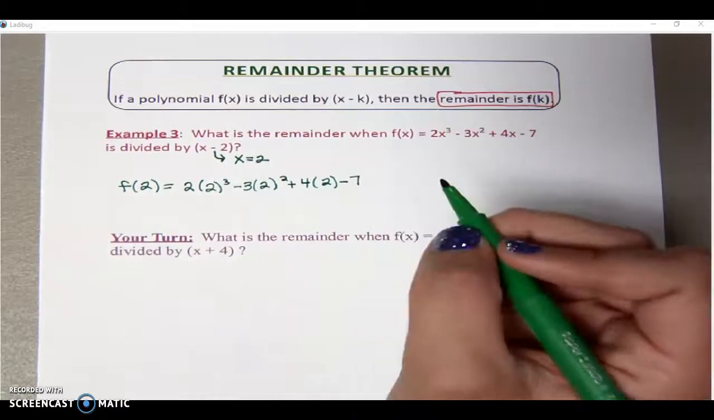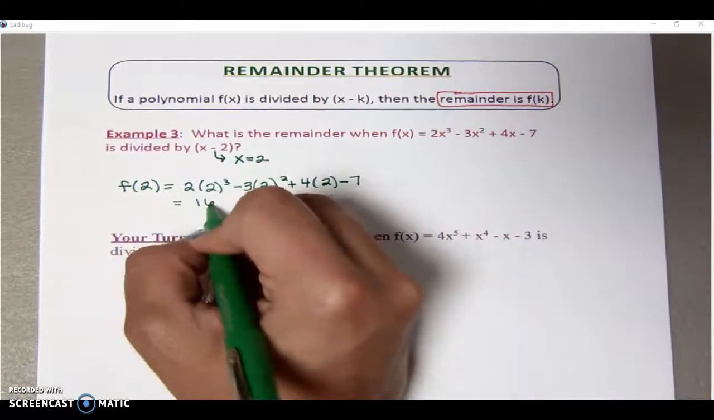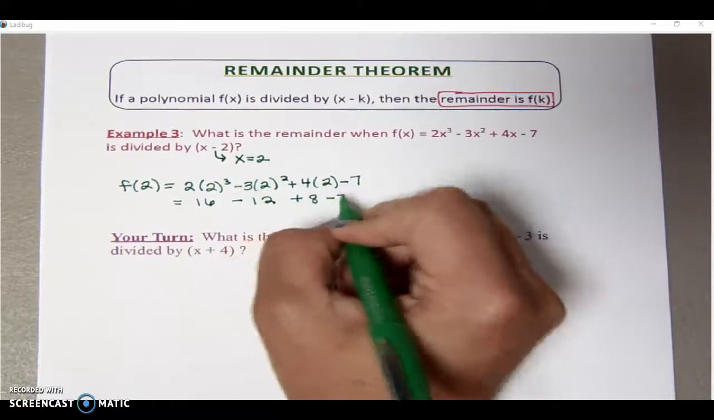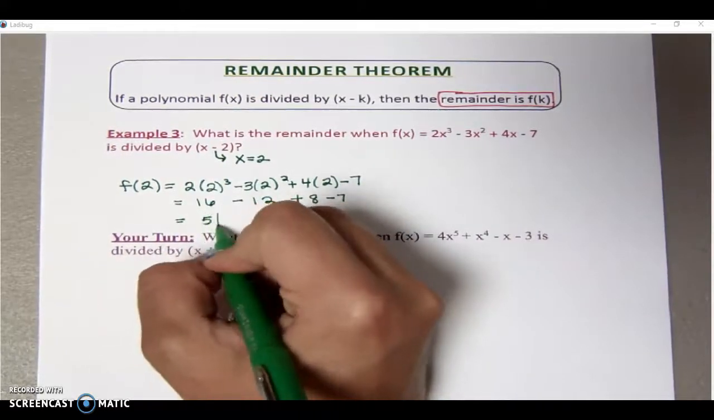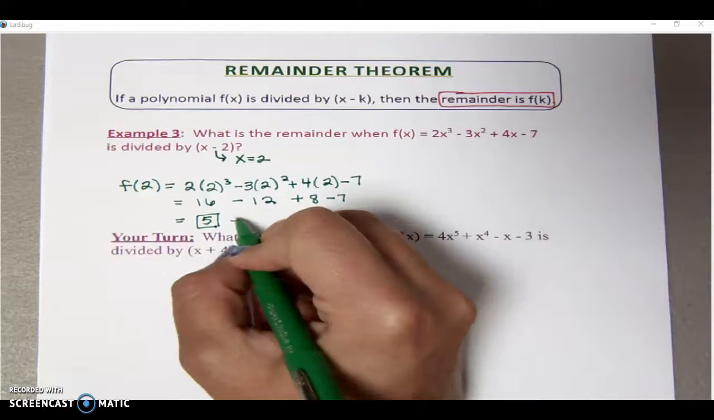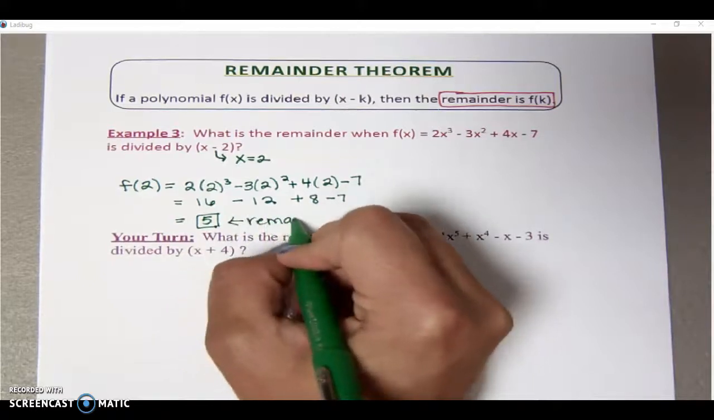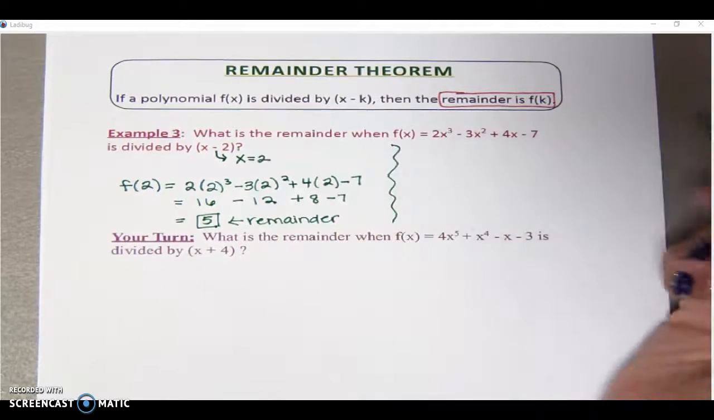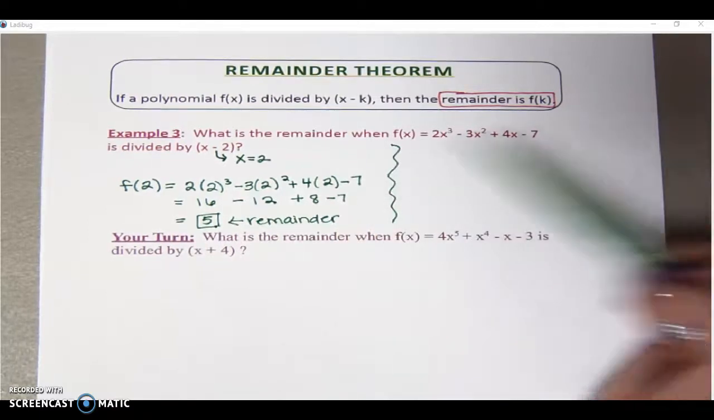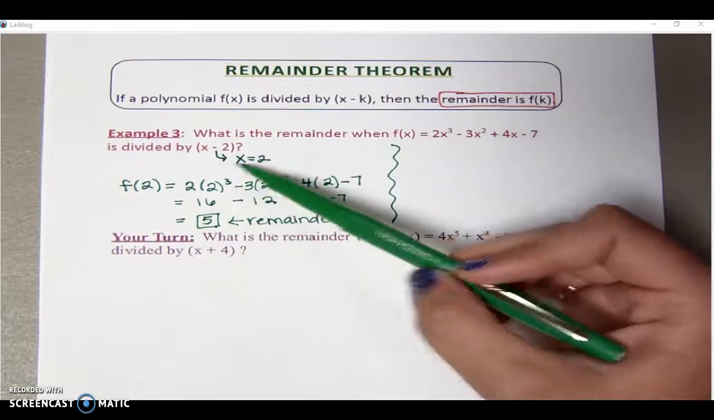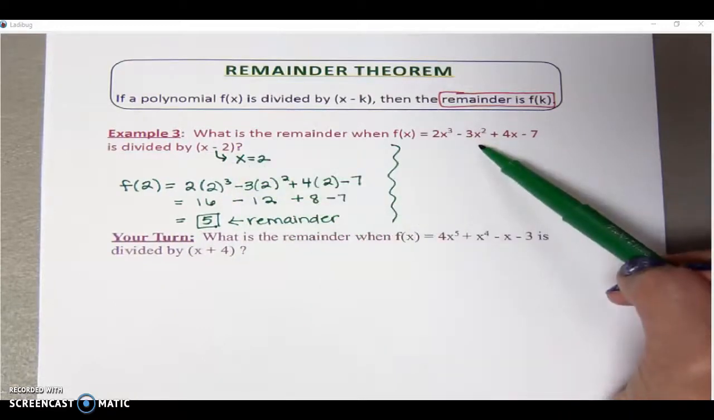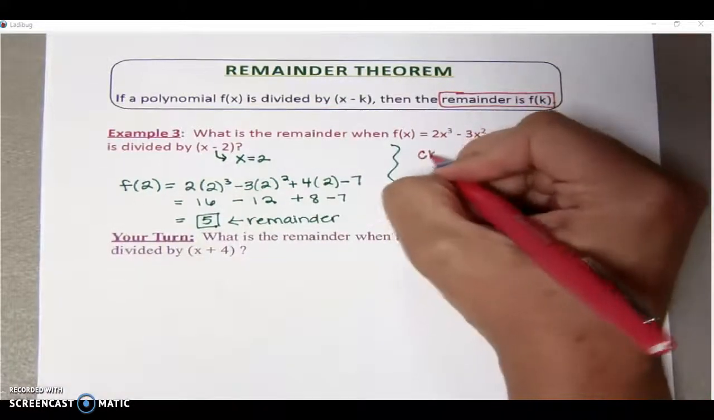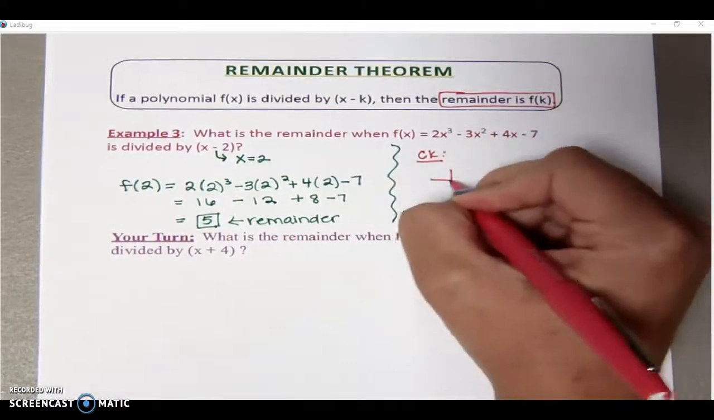Okay, so if we simplify this out, we'll have 16 minus 12 plus 8 minus 7. So that will give us 5. So this means that 5 would be the remainder here. Okay, so once again, instead of just dividing, or synthetic or long division, it says to get the remainder, if you plug in what this x value is for x here, it'll tell you the remainder. So let's check and see if that's true. Let's use synthetic division to check.